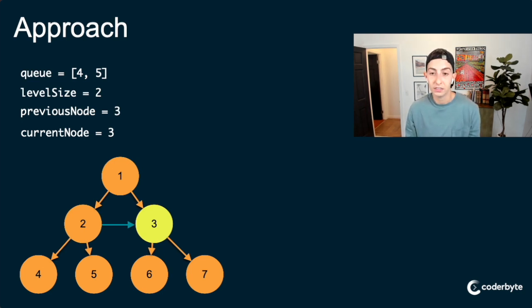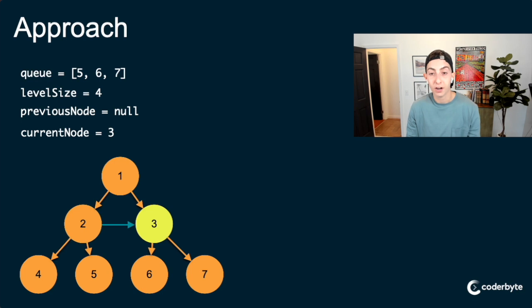We also set previous node now equal to our current node. We want to keep moving that along. So previous node is now 3, and then we push 6 to the queue, and we push 7 to the queue, and we're done with our for loop. So now we're at the top of our while loop again. Our level size is 4 because we have 4 things in our queue. Previous node gets reset to null, and we shift off of our queue.